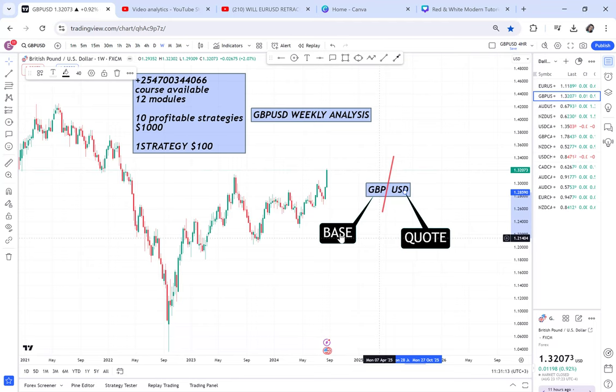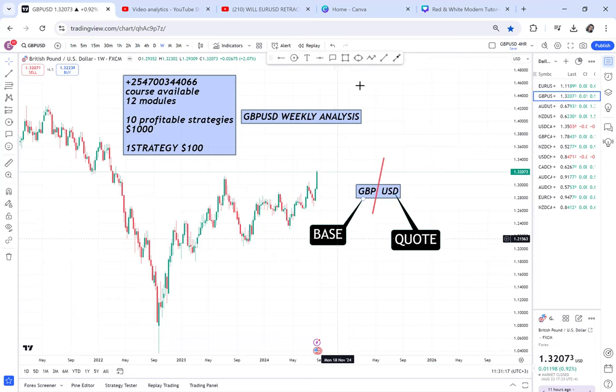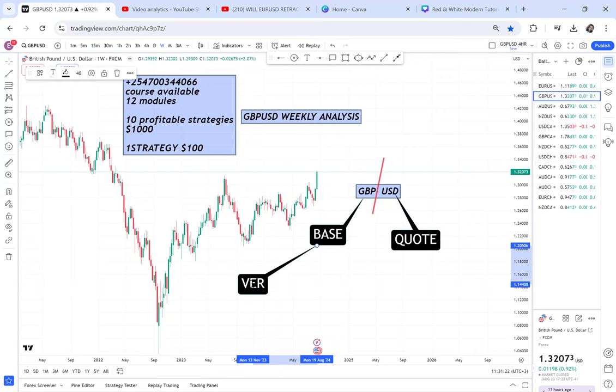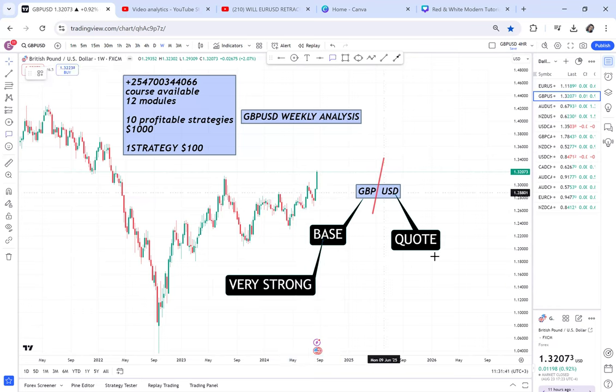So what happens is that if the base is strong, let's say GBP, if it is very strong, what will the market do? The market will buy. So if you see GBPUSD buying, buying, buying, it means the base is stronger. If the quote is very strong, the market will sell.